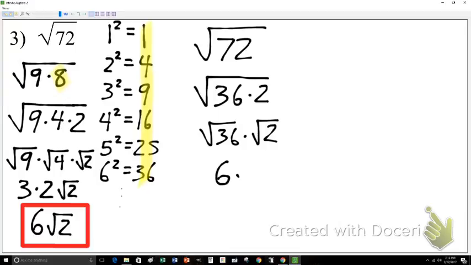And once again, the square root of 2 is irrational. We'll leave it as the square root of 2. Either way, we get the same answer. But as you can see, if we factor out the largest perfect square, in this case 36, initially, we save us a lot of time.